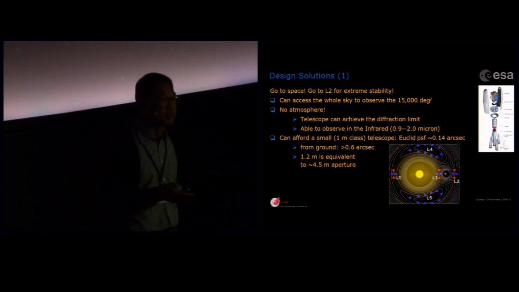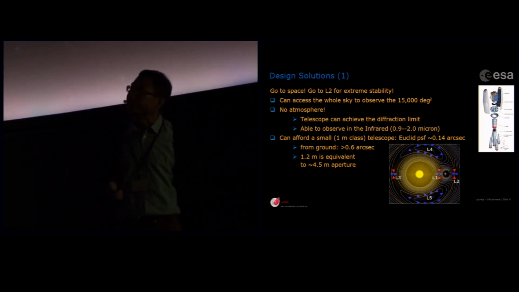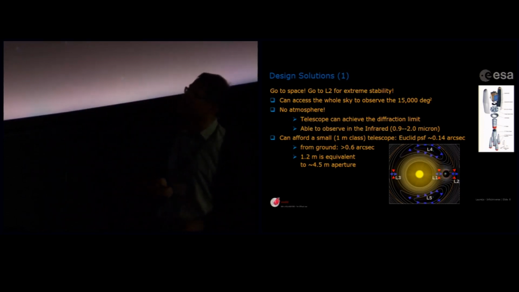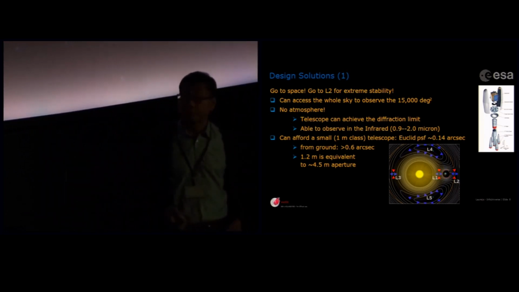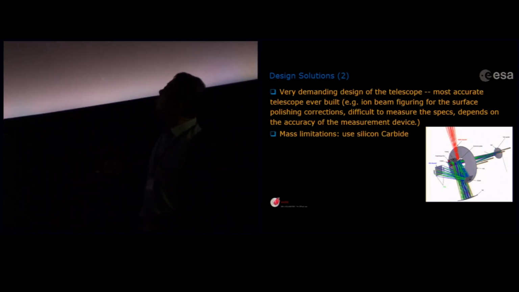We have a problem in space that we are mass limited. We cannot just build our experiment without consideration of how heavy this experiment will be. So a small telescope is good. The other advantage of a small telescope is that it can have a very large field of view. Nevertheless, the design is very difficult for this telescope.